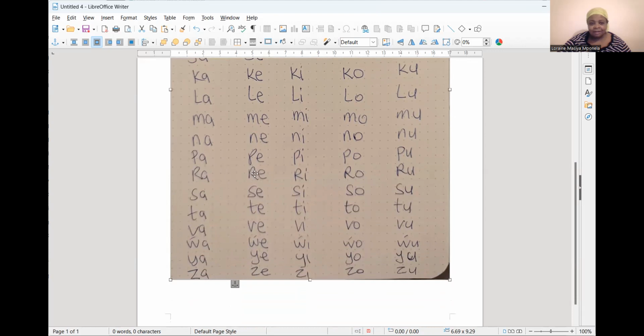Ra, Re, Ri, Ro, Ru, Sa, Se, Si, So, Su, Ta, Te, Ti, To, Tu, Va, Ve, Vi, Vo, Vu, Wa, We, Wi, Wo, Wu, Ya, Ye, Yi, Yo, Yu, Za, Ze, Zi, Zo, Zu.